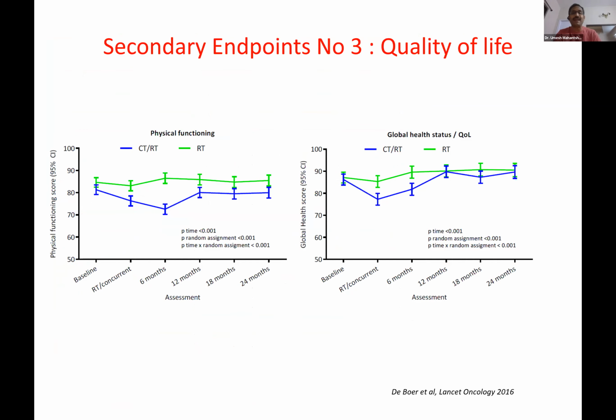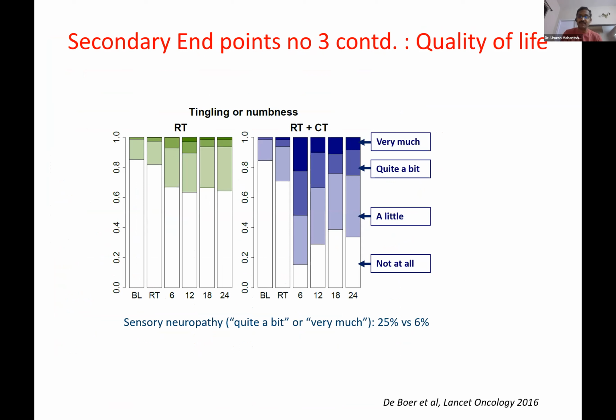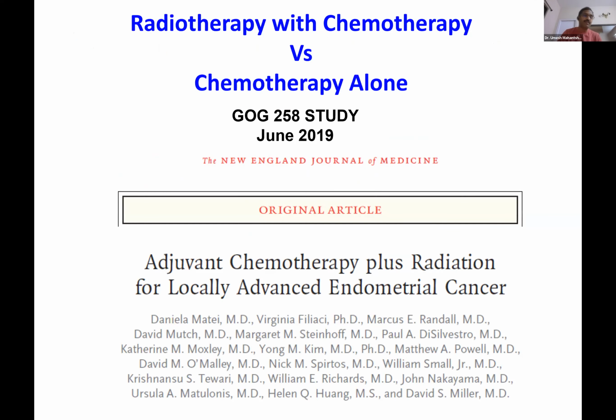For the quality of life, yes, of course, we all expect that concomitant chemoradiation patients' quality of life will be definitely inferior, but with time, it recovers roughly by 18 to 24 months. And same is true for neuropathy. However, the neuropathy, significant neuropathy stays back in patients who receive concomitant chemo because of the paclitaxel, and the difference is 25% versus 6%.